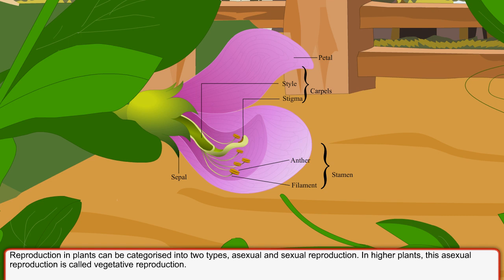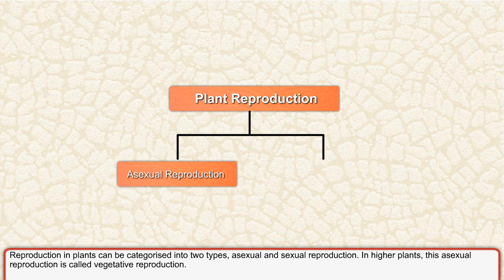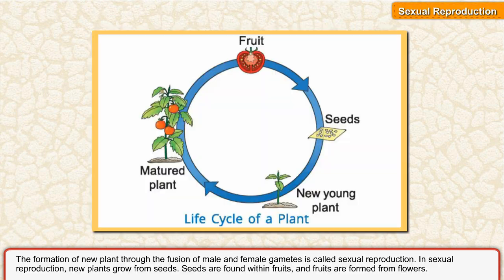Reproduction in plants can be categorized into two types, asexual and sexual reproduction. In higher plants, asexual reproduction is called vegetative reproduction. Sexual reproduction: the formation of a new plant through the fusion of male and female gametes is called sexual reproduction. In sexual reproduction, new plants grow from seeds.